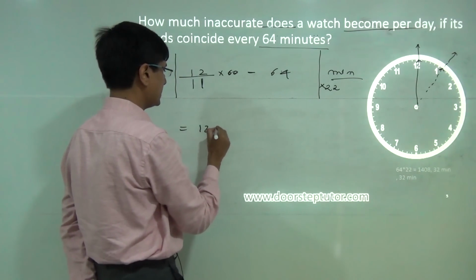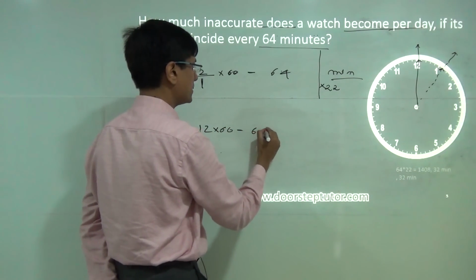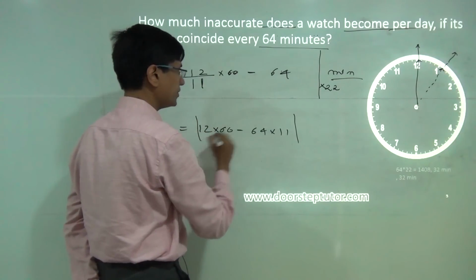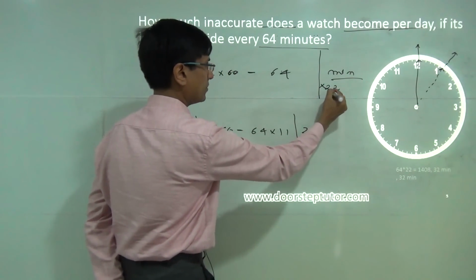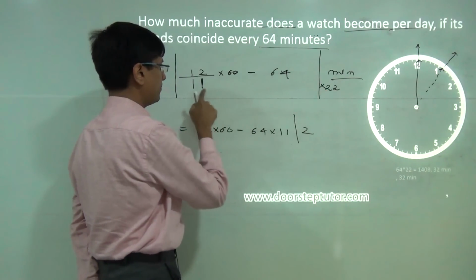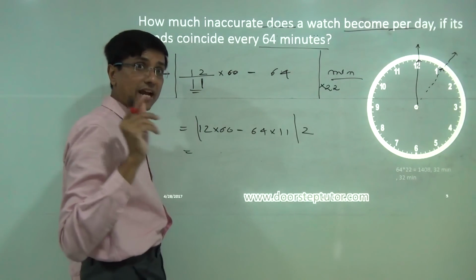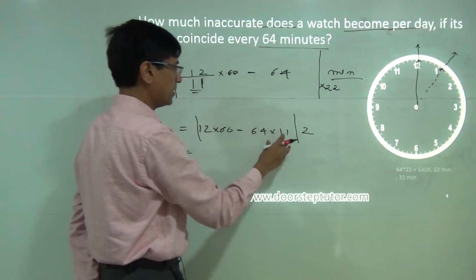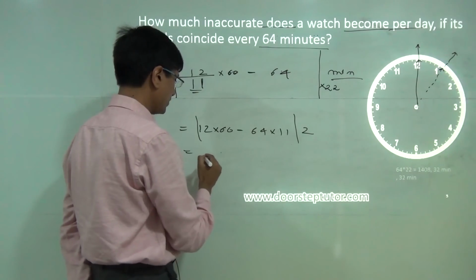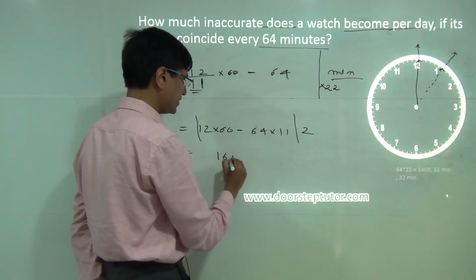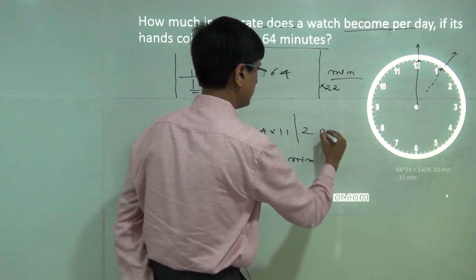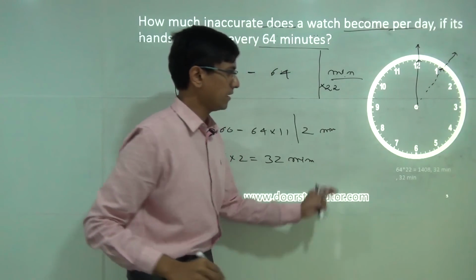First take 11 inside. This will become 12 into 60 minus 64 into 11, and 2 is still outside. I just took 11 inside. Okay, so 2 I kept outside. So notice that I have changed this divide, which I don't like. We don't like divides at all, so I changed it to multiply. Right? So you should use these small techniques. They'll save you a lot of time. And once you simplify, this will come out to be 16 into 2, and this becomes 32 minutes. This is in minutes. Okay, that's the answer.